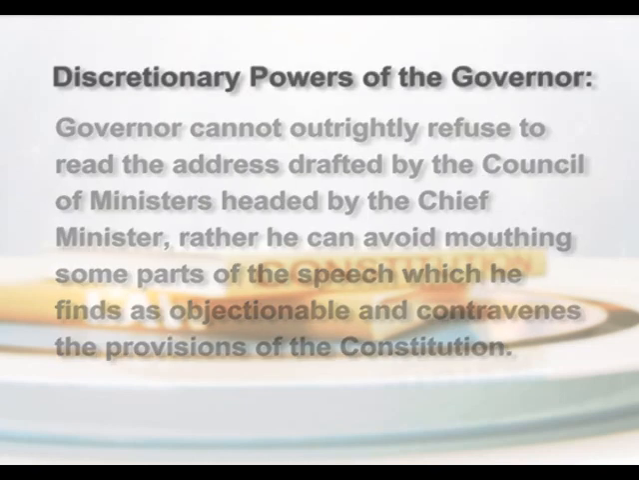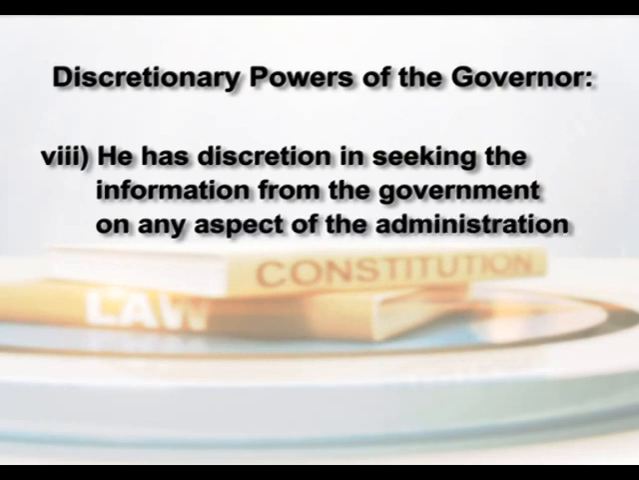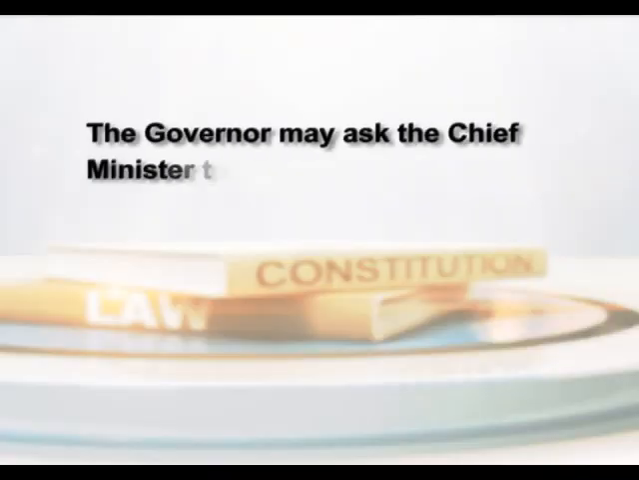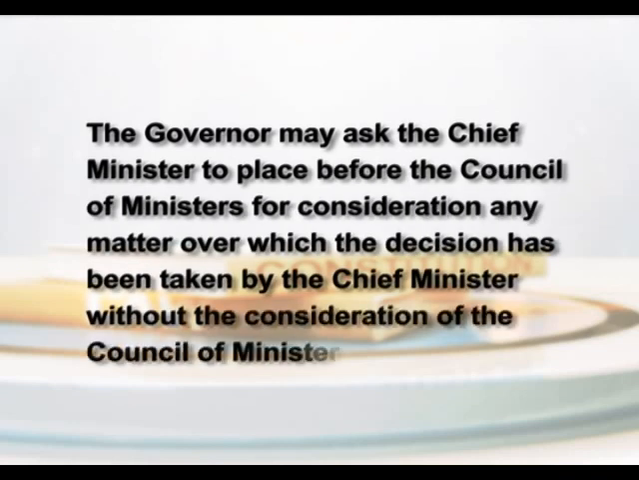Finally, the governor also has discretion in seeking information from the government on any aspect of the administration. Though the Chief Minister is bound to provide him with all the necessary details of the day-to-day administration, yet he might find that any issue is not being clearly spelled out to him, then the information provided by the Chief Minister can be called for, and he might seek clarification regarding it. Moreover, the governor may ask the Chief Minister to place before the Council of Ministers for consideration any matter over which the decision has been taken by a minister without the consideration of the Council of Ministers.